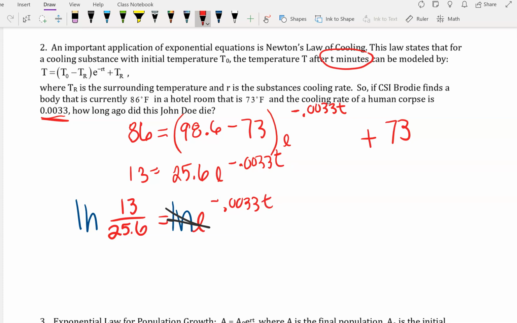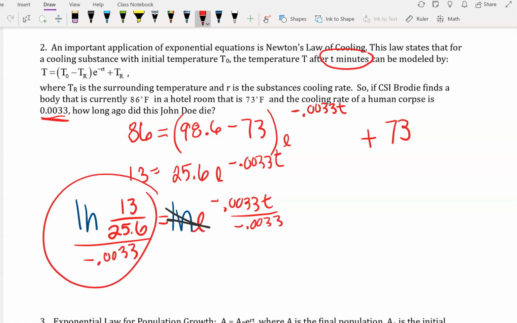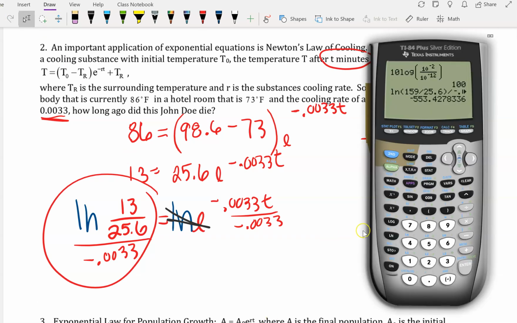Now to solve for t, I need to get rid of the negative 0.0033. So I divide by negative 0.0033. Type all of that into my calculator, and that'll be my answer for t. Natural log of 13 divided by 25.6, close parentheses, divided by negative 0.0033 equals 205.34.